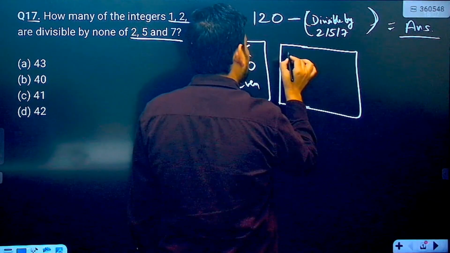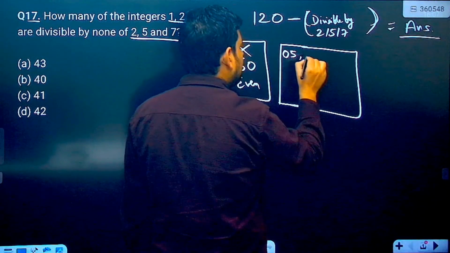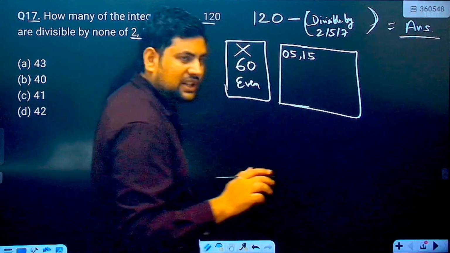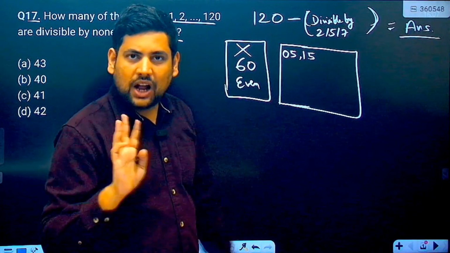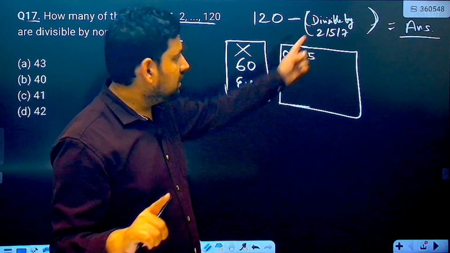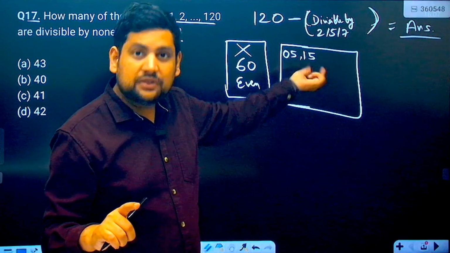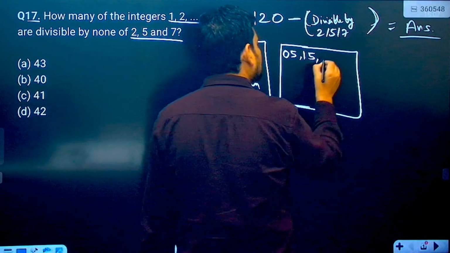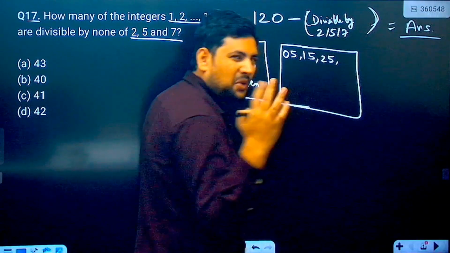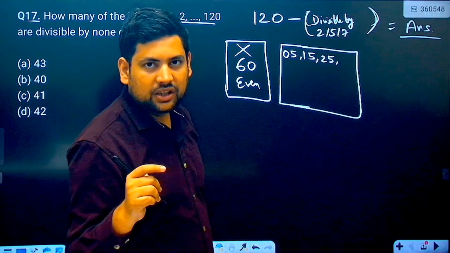Now see, it starts with 5, then next number would be 15. See, all even numbers are gone. Now I only have to worry about odd numbers with respect to 5 also and 7 also. So 5 is divisible by 5, 15 is divisible, then next is 25 is divisible. Why I am not caring about 20? Already covered in even numbers.